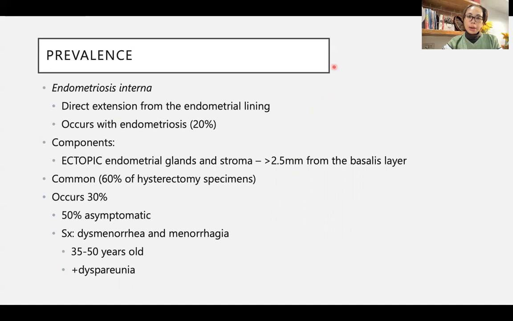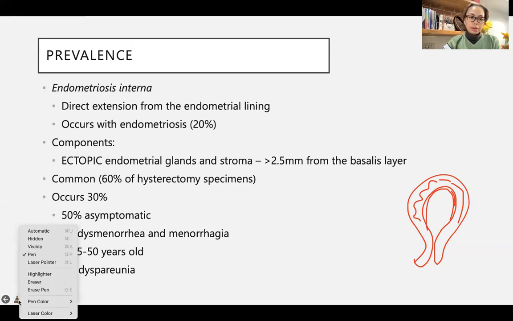Okay, so let's see if I can annotate. I'll use the pen. So if this is the outermost layer of the uterus, this is the inner layer. Again, remember this is the endometrium, and this is the myometrium. Supposedly, endometrial glands and stroma should just stay here. But with adenomyosis, it has gone deep into the myometrium.